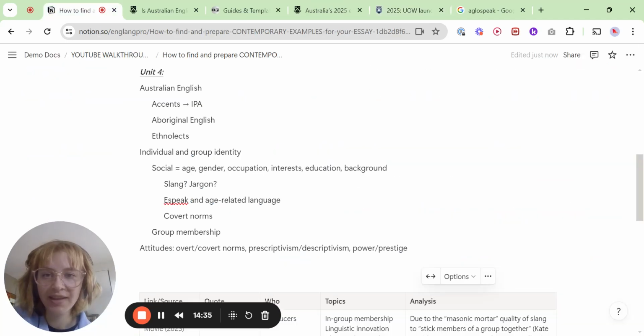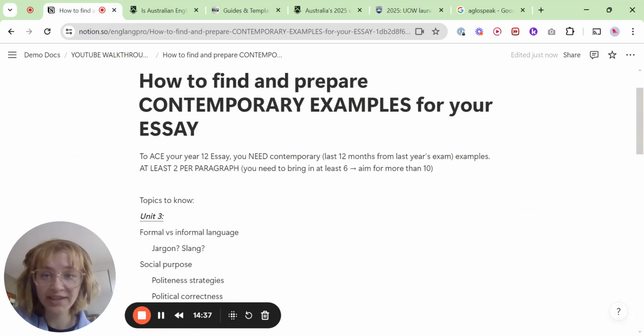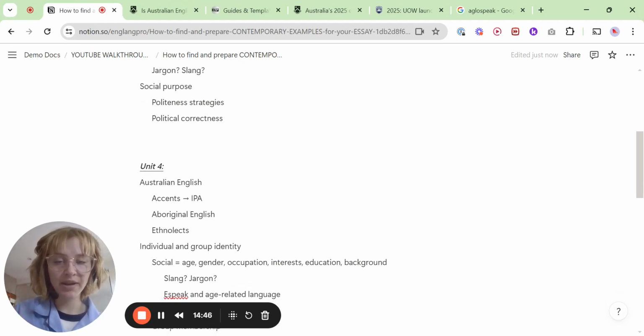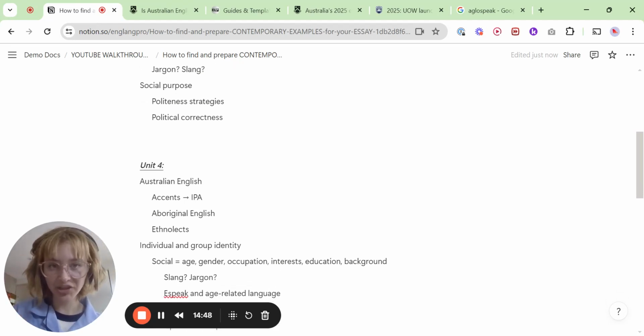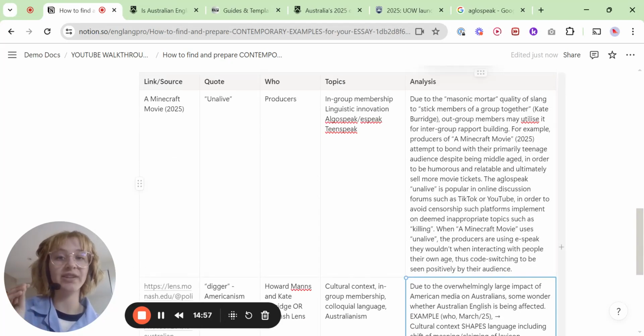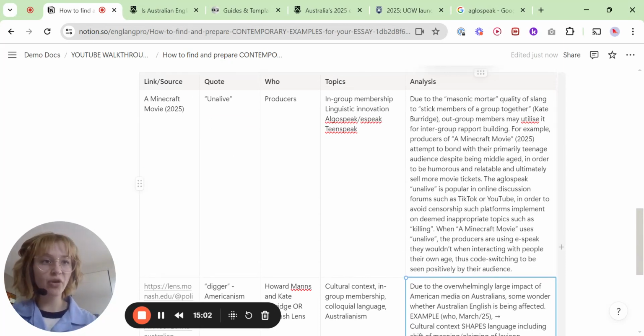So there you go. That is my way to find and prepare your contemporary examples. Googling all the keywords with Australia 2025, go to the news tab, have a look at articles that have been published in the last year, and go through, find the specific quote, write it down, link who said it, what are the topics, and then practice with your analysis. This part is important because you want to be able to come in, sit down, not only know your contemporary example, but know how you're going to write about it, how you're going to integrate it into your topic.